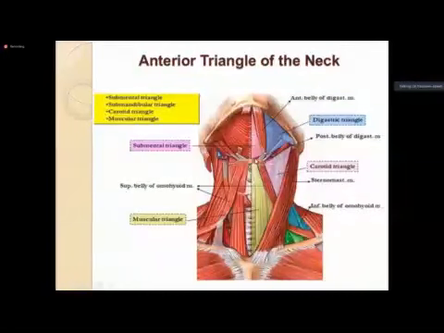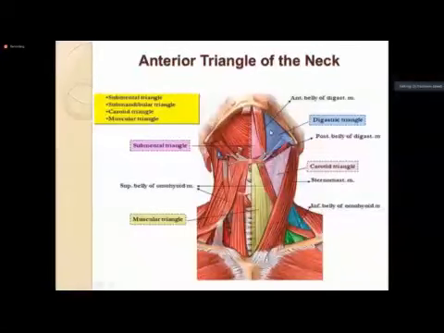The most important contents of the submental triangle are the submental lymph nodes. If you remember, we just discussed that the tip of the tongue drains into the submental lymph nodes. Then we have the digastric triangle. The digastric triangle is bounded superiorly by the mandible, medially by the anterior belly of the digastric, and inferiorly by the posterior belly of the digastric. And this digastric triangle houses the submandibular gland.